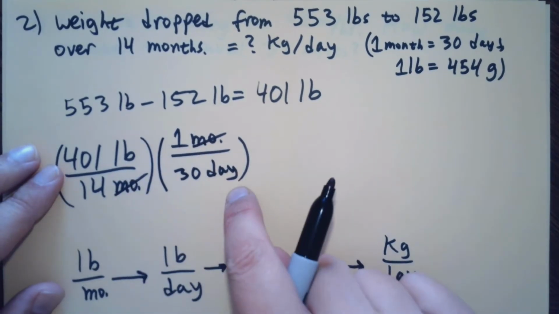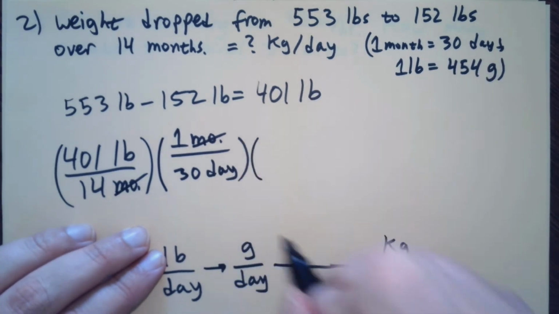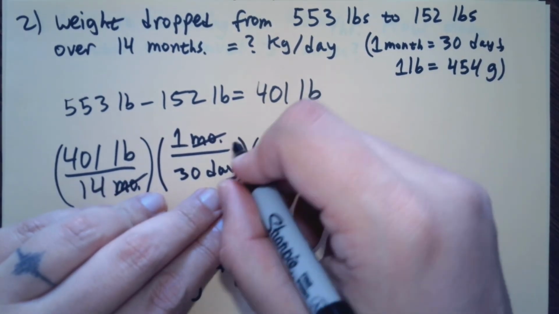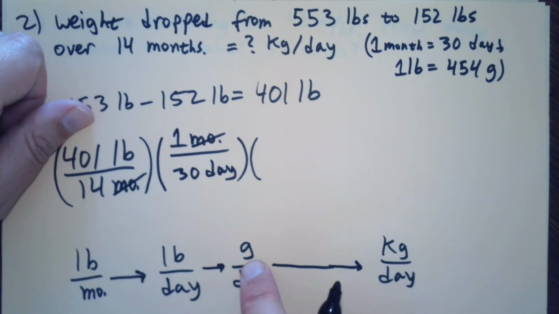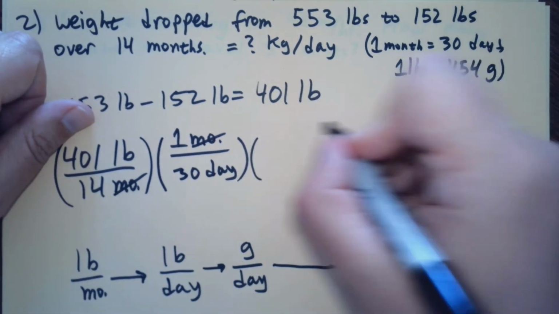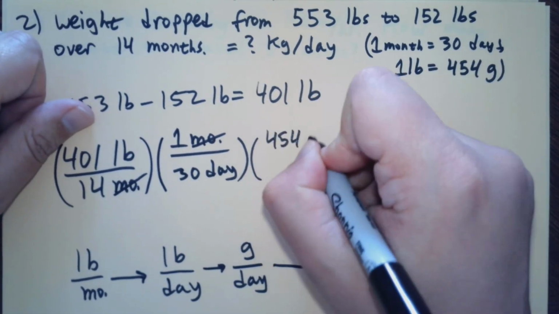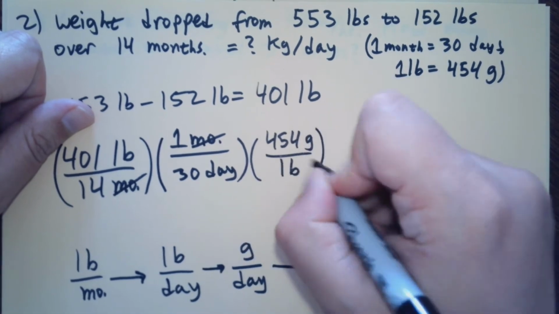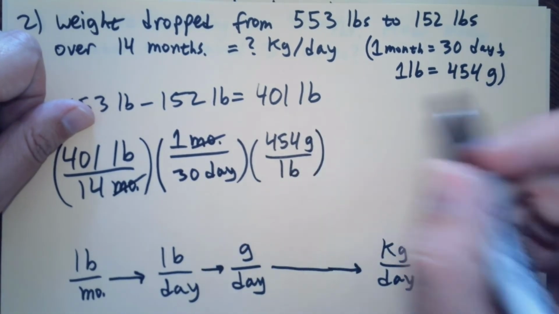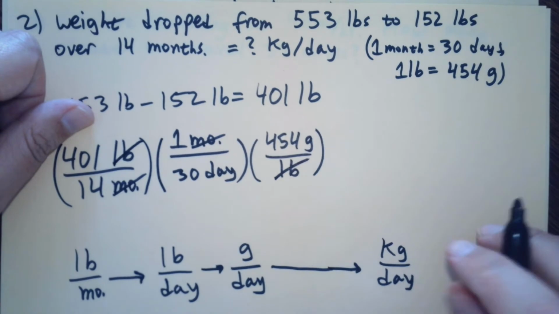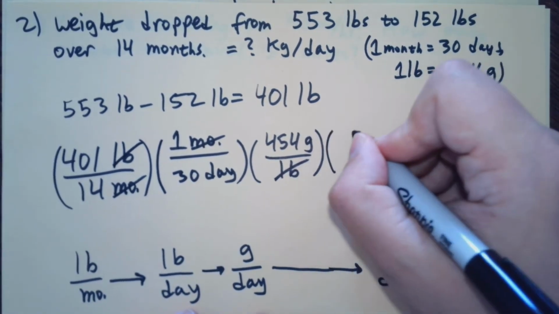Alright, and that's going to get us to pounds per day. I'm holding off on the math. We're going to set the whole thing up. Alright, now I'm going to go from pounds to grams. And so there is 454 grams per pound, as we are told here. Now my pounds cancel. Alright, and then you can remember your metric system.